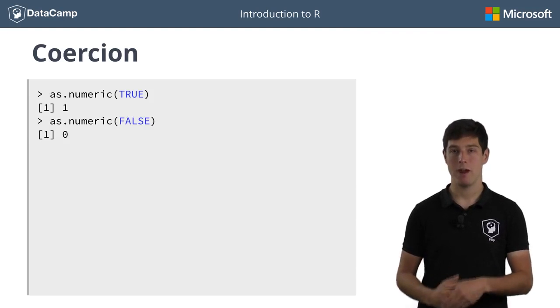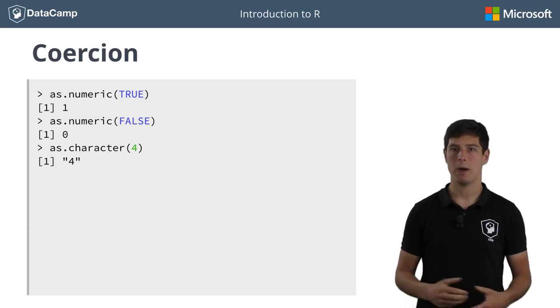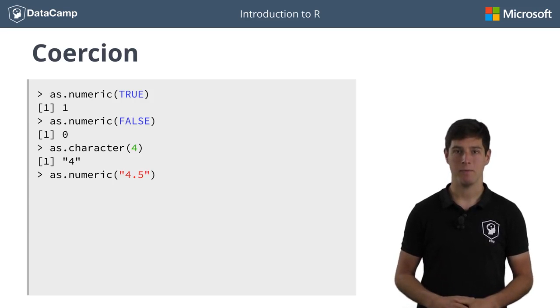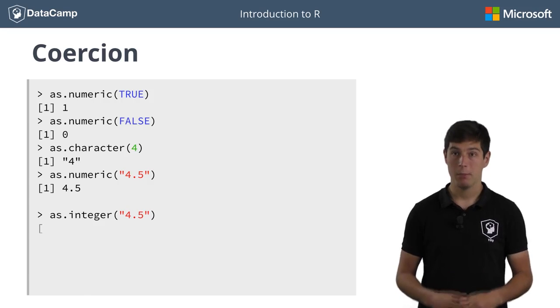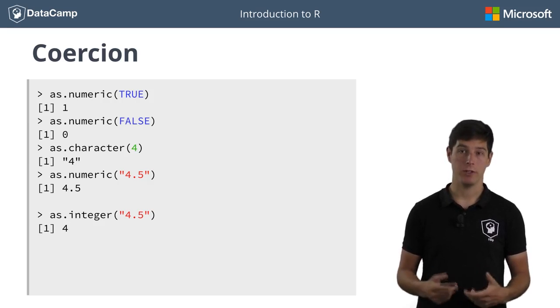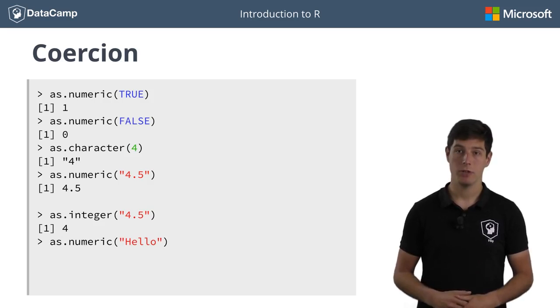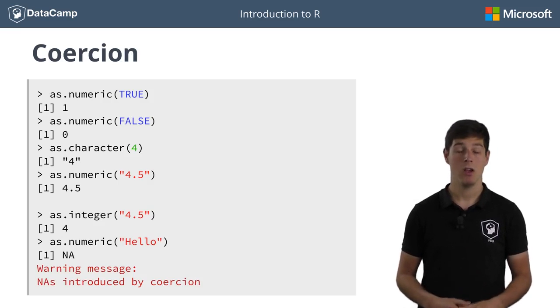We can also coerce numerics to characters. But what about the other way around? Can you also coerce characters to numerics? Sure you can. You can even convert this character string, 4.5, to an integer. But this implies some information loss, because you cannot keep the decimal part here. But beware, coercion, as in converting data types, is not always possible. Let's try to convert the character hello to a numeric. This conversion outputs an NA, a missing value. R doesn't understand how to transform hello to a numeric and decides to return a not available instead.